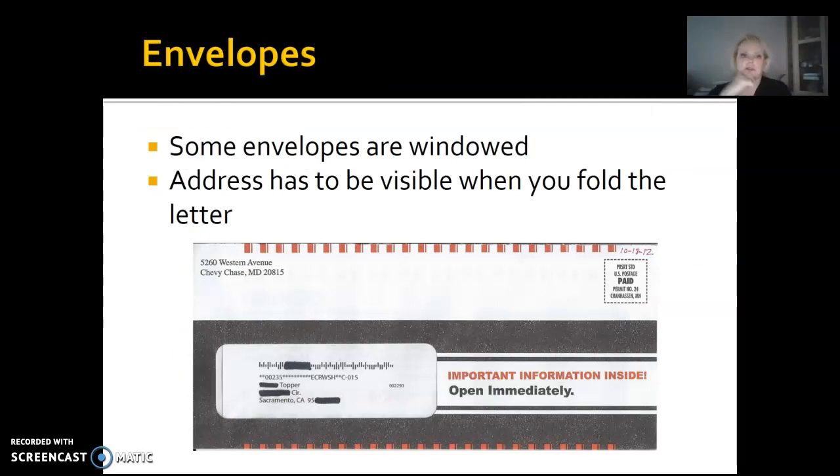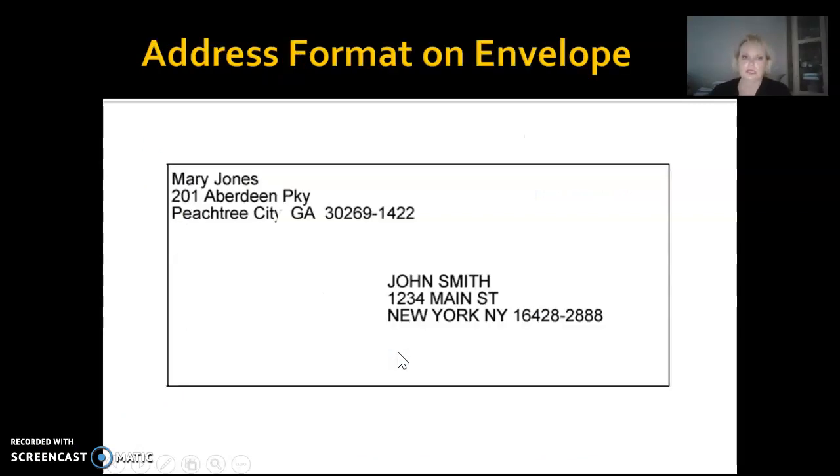Here is an example of some envelopes we have. Some envelopes are windowed, meaning there's a window right here to see who you're sending your envelope to. This is the format we should use on an envelope. Up here, it'll say Hoag Medical Group or your doctor's name. And then down here, it'll have the patient's name and their address. So that's how you want to address an envelope.